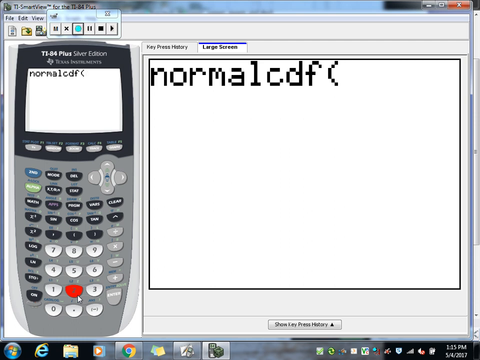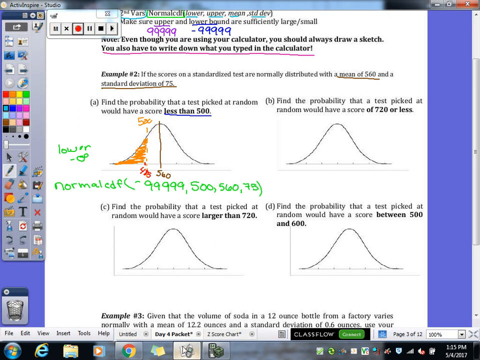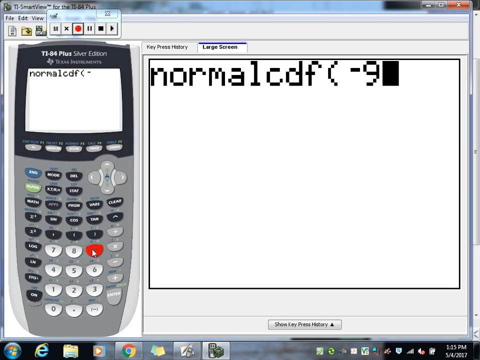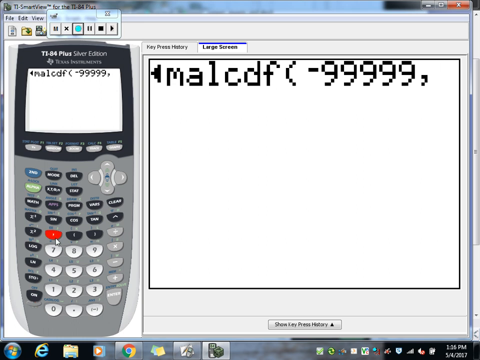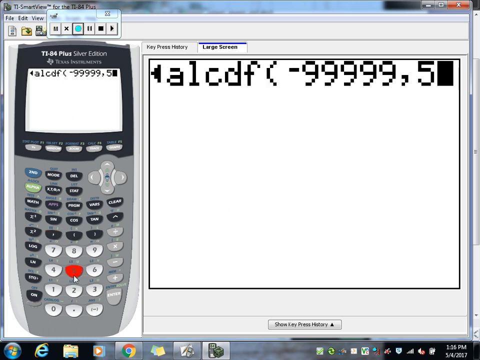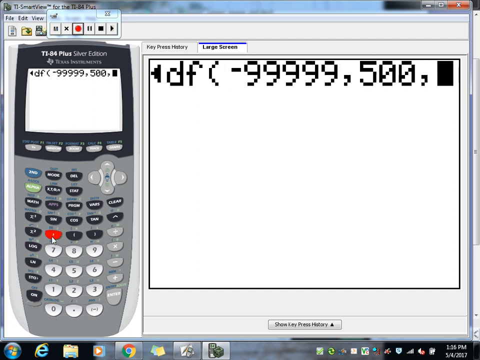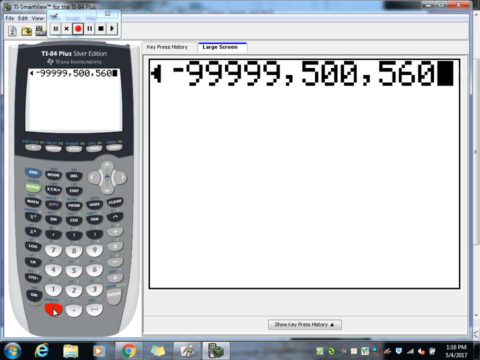And some of your calculators may look like mine. If it does, you're going to type in these numbers with the commas just like we wrote it right here on your paper. So negative 99,999, and then comma 500, comma 560, comma 75. These are for the people whose calculators look like mine did up here.